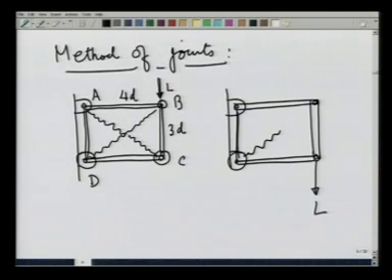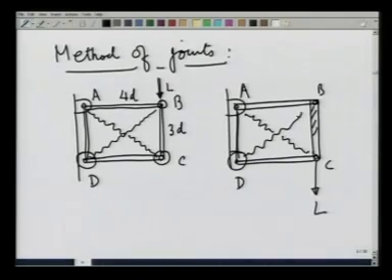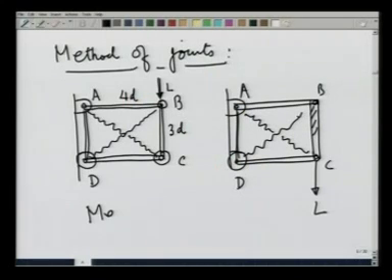These are 2 ropes, A, B, C and D, and in both the cases I want to know the forces developed in these rods or members and these ropes. I should also mention here that this problem is taken from the book of Merriam. This is quite a nice problem because it teaches us quite a lot of things in one problem.